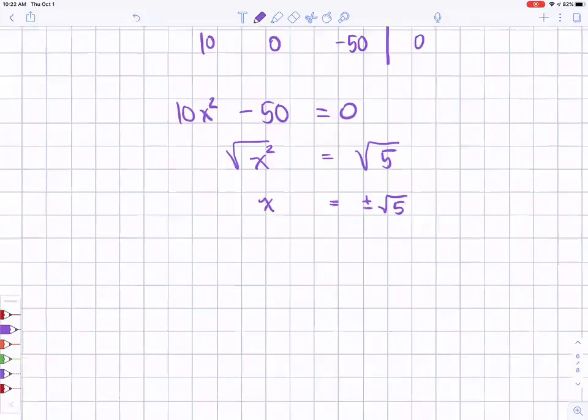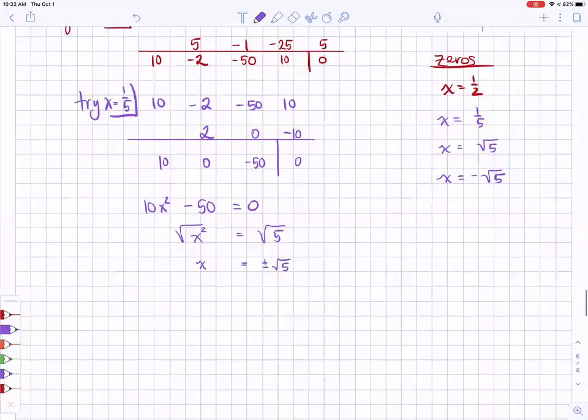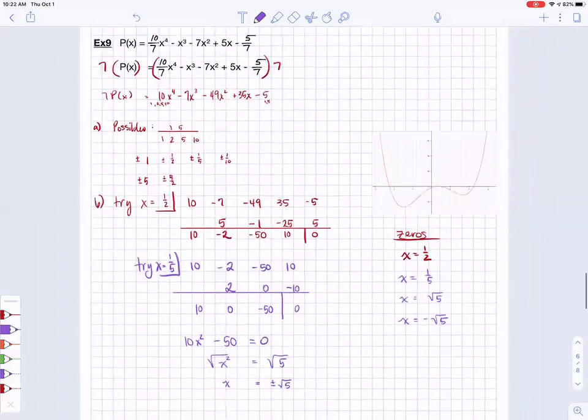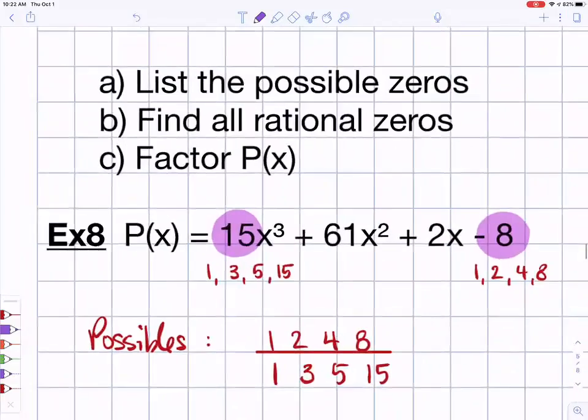Okay, so let's go back to our zeros. We now have x equals root 5, and x equals negative root 5. Four zeros, is that what we expected? Yeah, it is. Okay, we're not quite done with the instructions. Let's go back one more time. So I got part A of my possibles. I got part B. I found all my actual zeros. Part C, let's go factor.